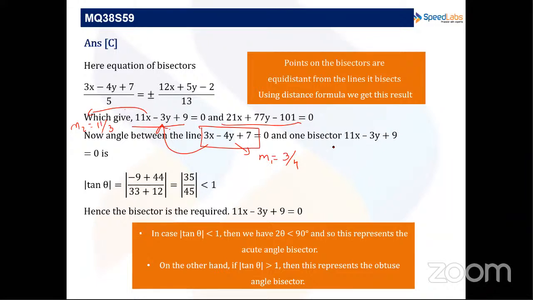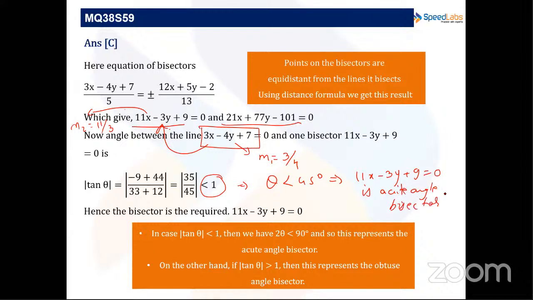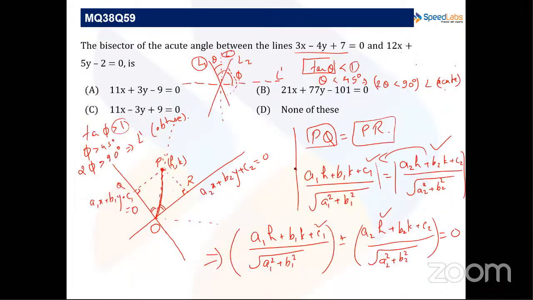And on solving, we will get tan theta less than 1. That means theta is less than 45 degrees. That means 11x minus 3y plus 9 equals 0 is the acute angle bisector. So our answer will be C.